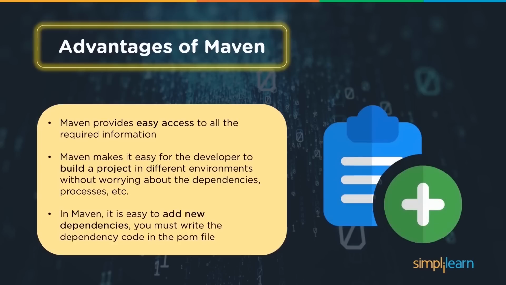Right, in Maven you can easily add new dependencies. You must write the dependencies in the POM file. So if you want to download some particular dependencies, all you have to do is put that dependency into the pom.xml file, and depending on that, the execution will be performed.